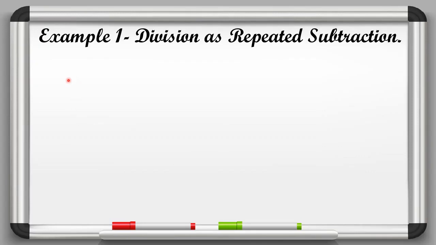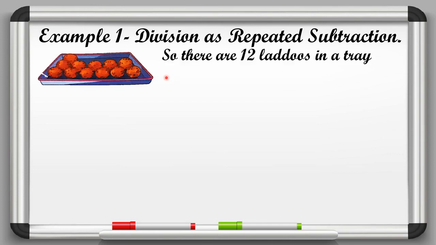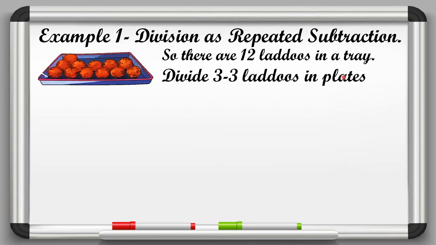So beta, let's start. There is a tray, and in this tray there are some laddus. So let's count how many laddus there are. 1, 2, 3, 4, 5, 6, 7, 8, 9, 10, 11, 12. So beta, there are 12 laddus in this tray. Now we have to divide the laddus, 3 in each plate.